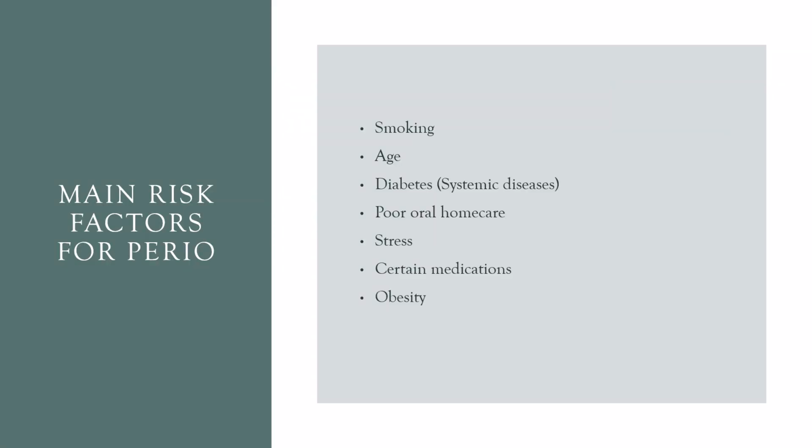We now are looking at your main risk factors for perio. These include smoking, age, a lot of systemic diseases, which includes diabetes mellitus, your poor oral home care with that advanced biofilm accumulation. You have stress, believe it or not. A lot of certain medications can cause perio with your xerostomia and stuff like that, and also obesity.